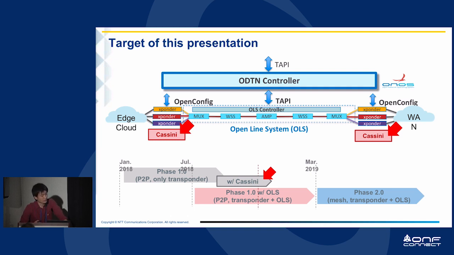Now ODTN is in phase 1.5 and trying to integrate both transponders and open line systems. But at the same time, NTT-Com and IP Infusion were trying to integrate the Whitebox Transponder Cassini with ODTN, and finally we completed this work successfully and provided a demonstration at the ONF Connect booth. So I'd like to share the details about that today.